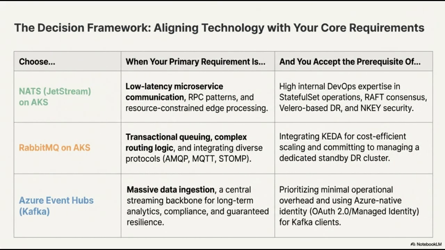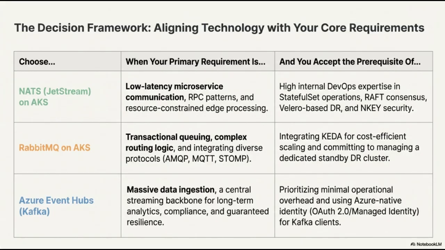To help navigate the selection process, this decision framework aligns specific technologies with your core business requirements and operational capabilities. First, consider NATS with JetStream on AKS if your primary focus is on low-latency microservice communication, RPC patterns, or resource-constrained edge processing. Choosing this path requires high internal DevOps expertise to manage StatefulSet operations, Raft consensus, Velero-based disaster recovery, and NKey security.